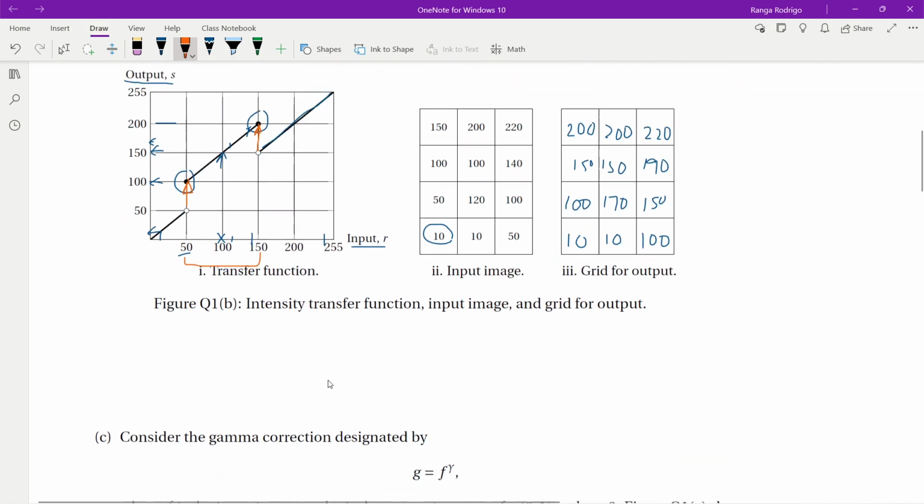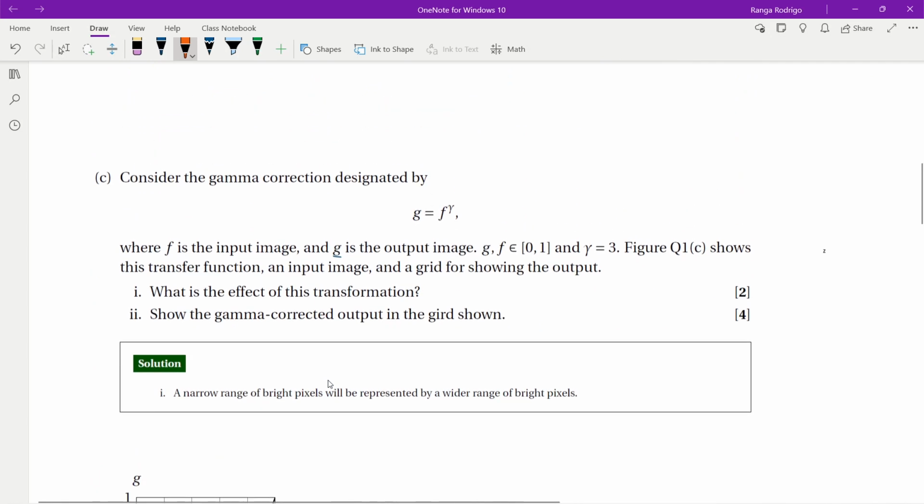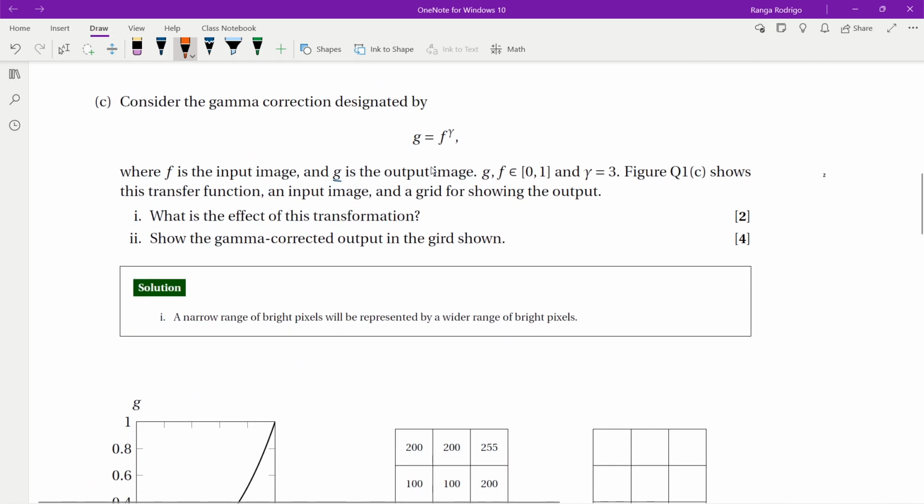Let's do part C. Consider the gamma correction designated by g equals f to the power of gamma. g is the output pixel value, f is the input pixel value. We have to note that f and g for this operation must be within the interval from 0 to 1, and gamma has been given as 3. Q1C shows this transfer function, an input image, and a grid for showing the output. What is the effect of this transformation?